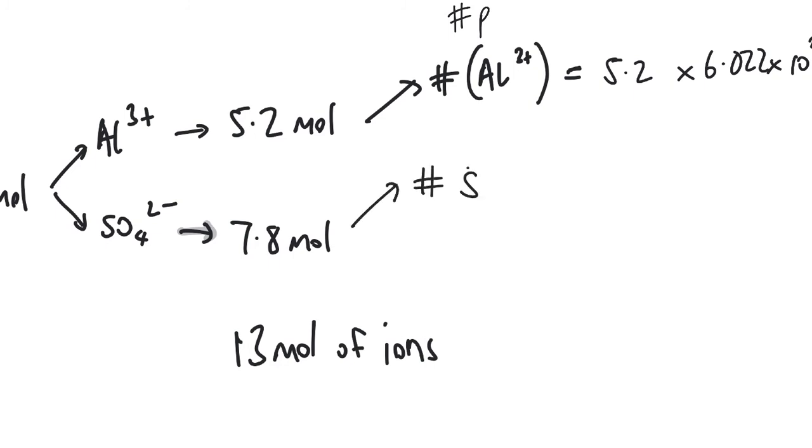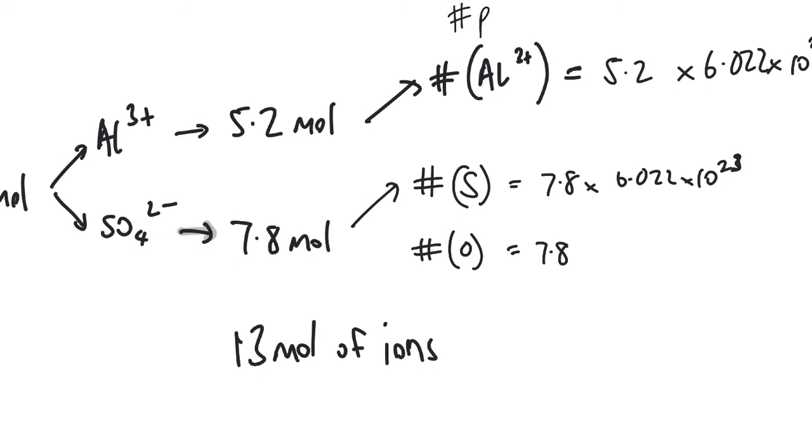How many sulfur atoms will I have here? 7.8 times what? 0.22 times 10 to the 23. And then how many oxygen atoms will I have? Nope. Times by 4. Times by Avogadro's number. Why do I times it by 4? Because I have 4 oxygens for every SO4.